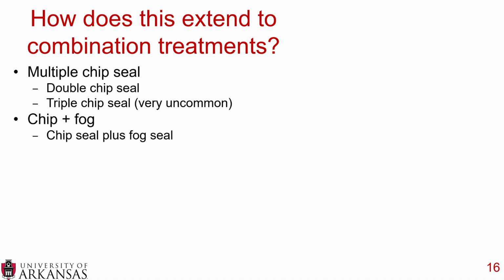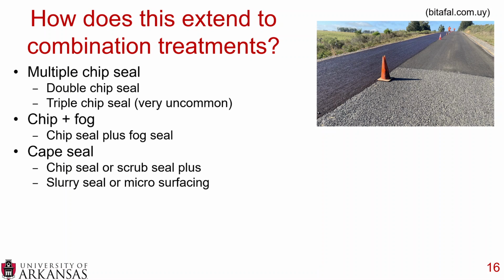A chip seal plus a fog seal is another type of combination treatment. Then there's a cape seal. This is a base of a chip seal or a scrub seal. So you can see that in the right-hand lane on the right side of that picture. So that's either a chip seal or a scrub seal. Then you add either a slurry seal or a microsurfacing. On the left-hand side of that picture, I'm not sure if that's a slurry or a micro, but that is what a cape seal is. You first place a chip seal, then you place a slurry seal, or you could place a scrub seal and then a microsurfacing, or any combination of those.